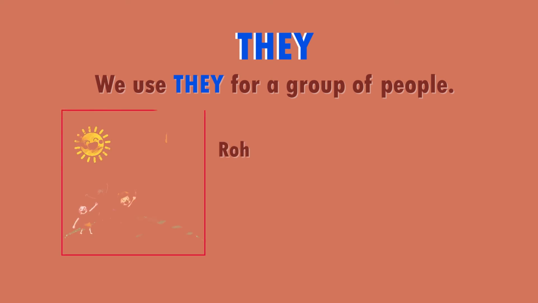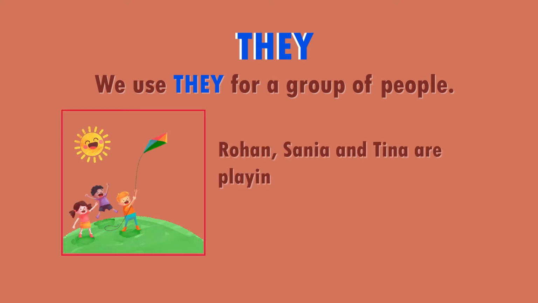Next, let's talk about the pronoun they. We use they for a group of people. When we are talking about a group of people, we say they. Let's see a sentence for they. Rohan, Sanya and Tina are playing. They are playing in a park. So we have replaced the nouns with the pronoun they.